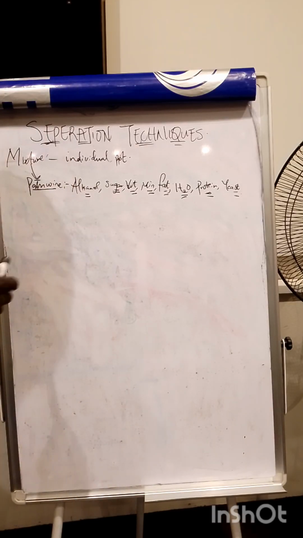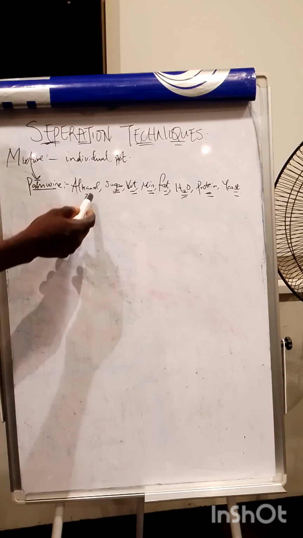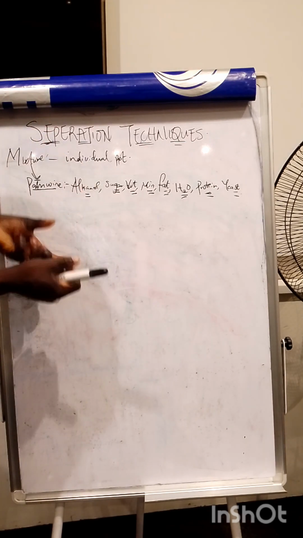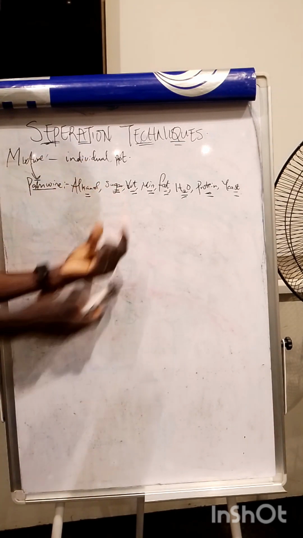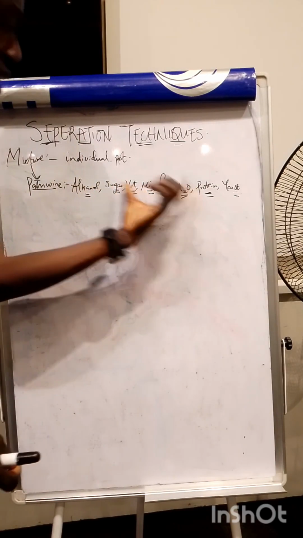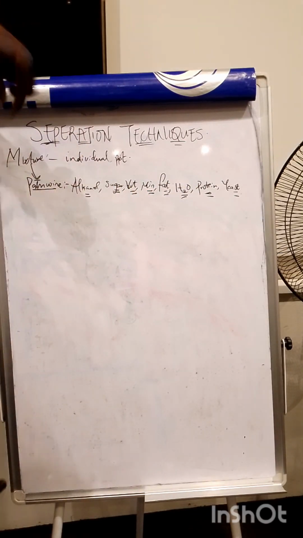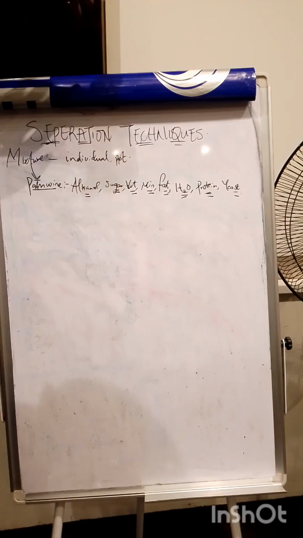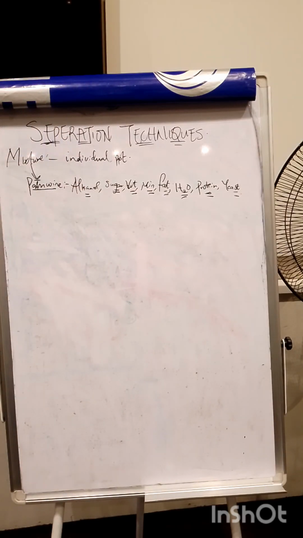Meaning that my alcohol would have its properties there. Sugar too would have its properties and the likes. So we take advantage of these properties and use them to separate mixtures. That's why we have various types of separation techniques.